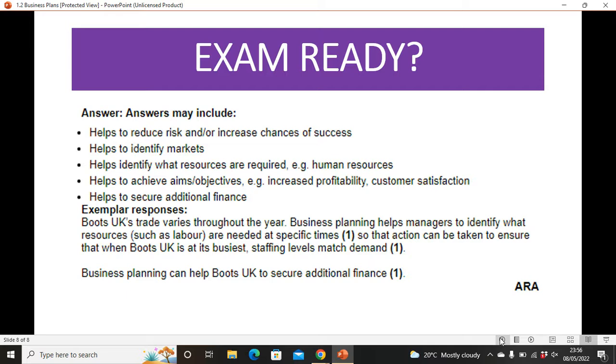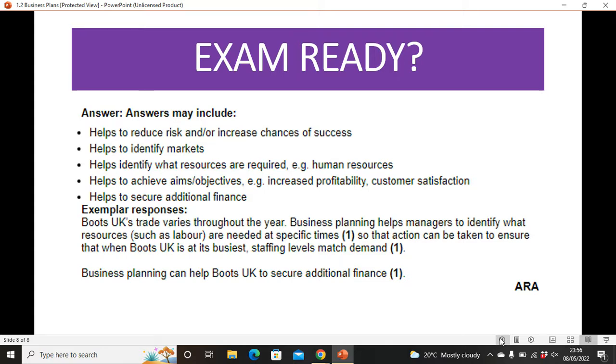So an example response that SR provided is: Boots UK trade varies throughout the year. A business plan helps management to identify what resources such as labour are needed at specific times. So this is your knowledge, okay? Basically the advantage of a business plan, so that action can be taken to ensure that when Boots UK is at its busiest, staff levels match demand, and that's your application, okay?